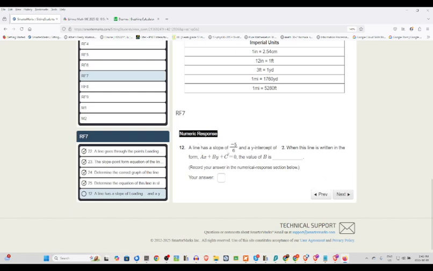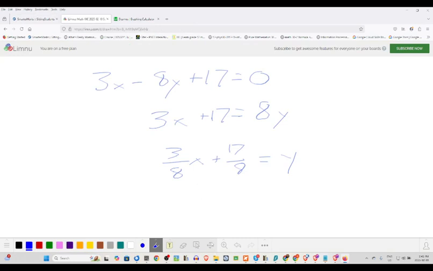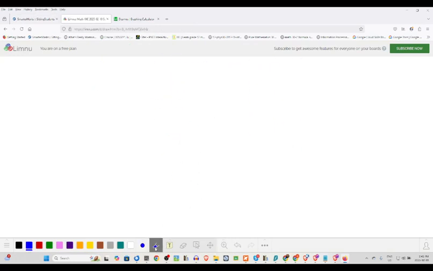And our last one, a line has a slope of negative 5 over 6 and a y-intercept of negative 2. When the line is written in the form ax plus by equals c equals 0, the value of b is. Okay, we have a slope of negative 5 over 6 and a y-intercept of negative 2. Okay, so y is negative 5 over 6x. Y-intercept is a negative 2.